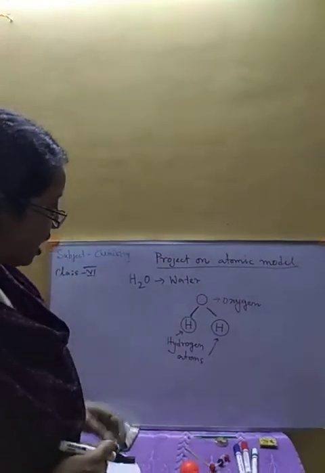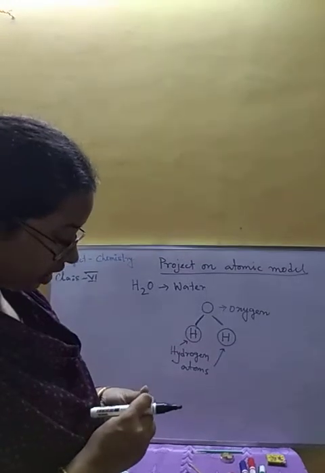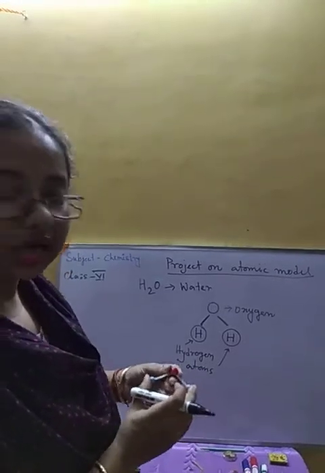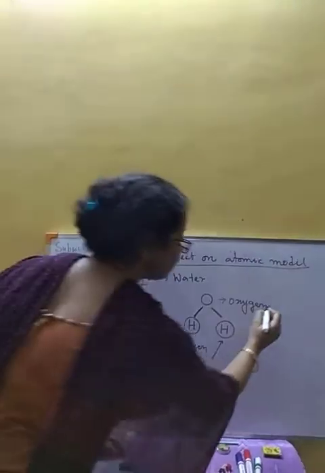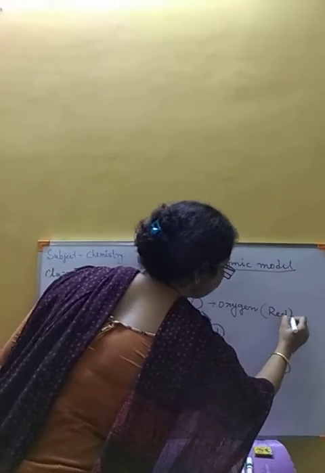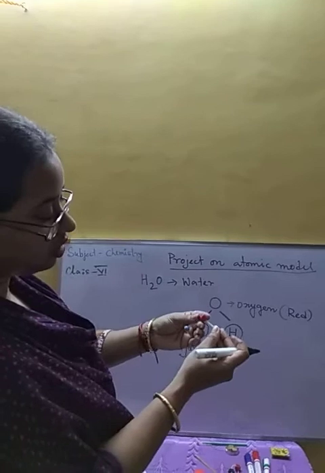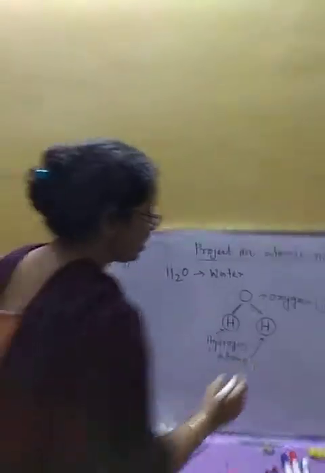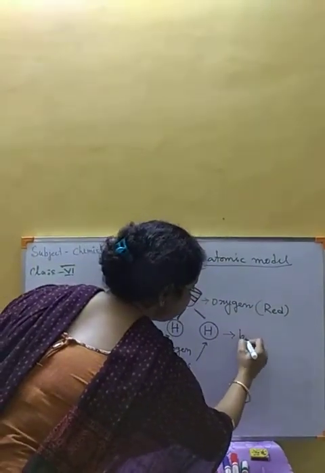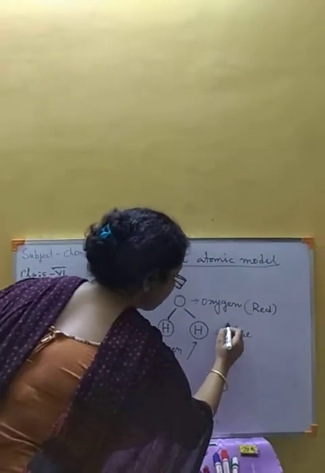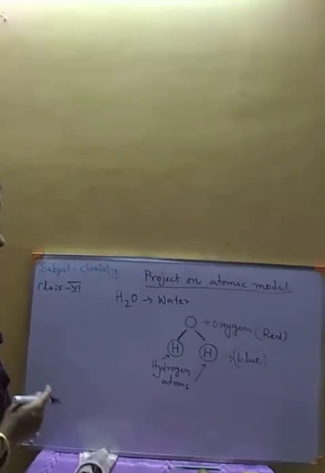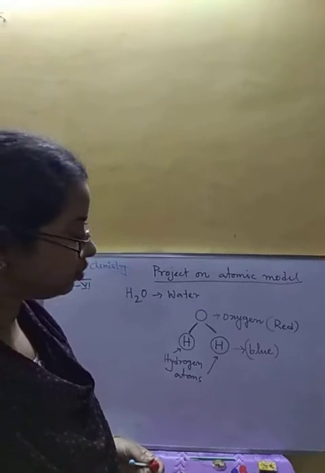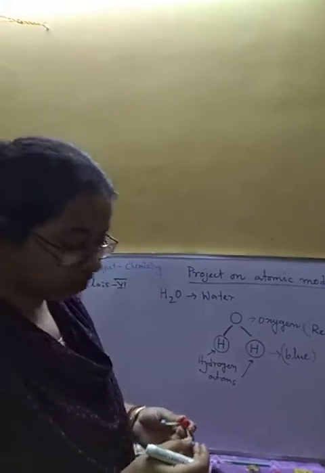Okay, as I told you all, for every particular atom we need to use a different color. A particular color we have to use. So for oxygen we are going to use red. Here you can see in this model we have used a red ball for oxygen. So red color we use for oxygen, and for hydrogens we use light blue color. For hydrogen we use blue color, or you can use white also, but preferably you should use blue. So white or blue we can use for hydrogen.